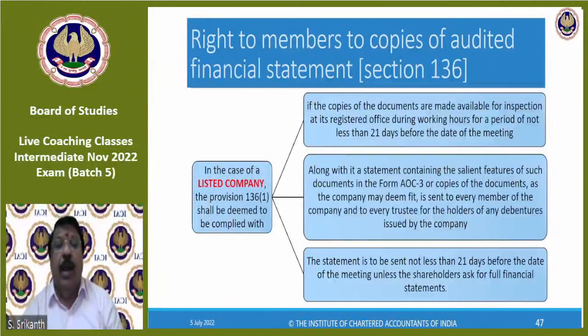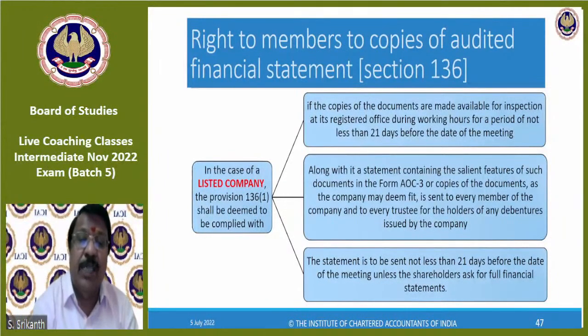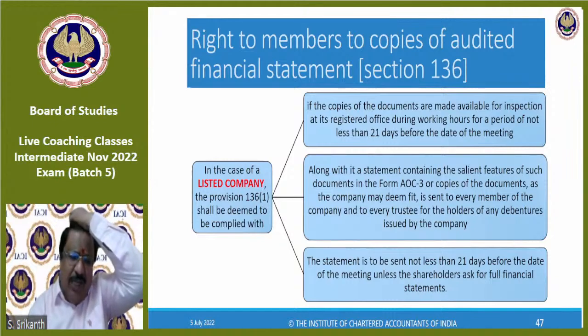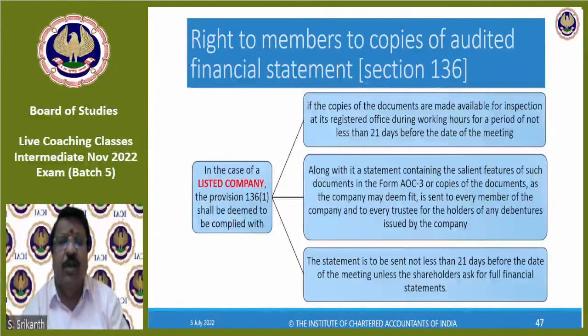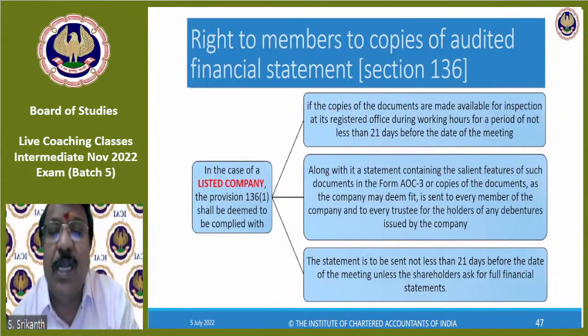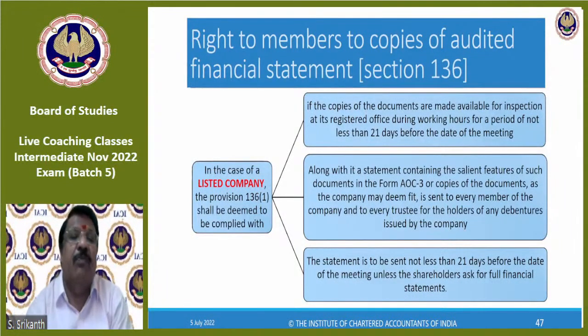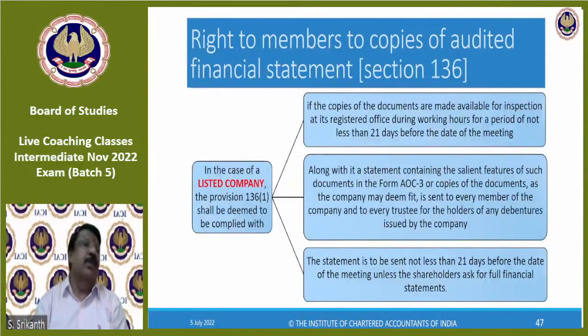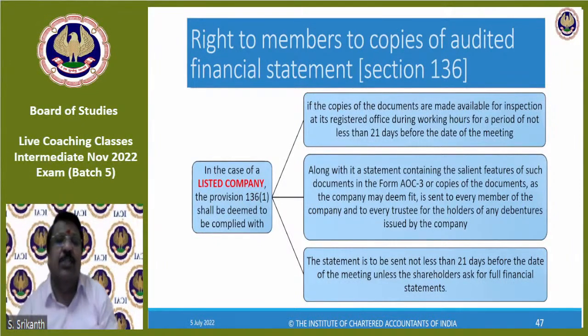Okay. And the statement is to be sent not less than 21 days. So you can simply send only that AOC 3. The full documents can be kept in the company. The statement is to be sent not less than 21 days before the date of meeting, unless the shareholders ask for full financial statements. Okay. See, AOC 3 is a convenience. Instead of giving the entire statements, you can give.